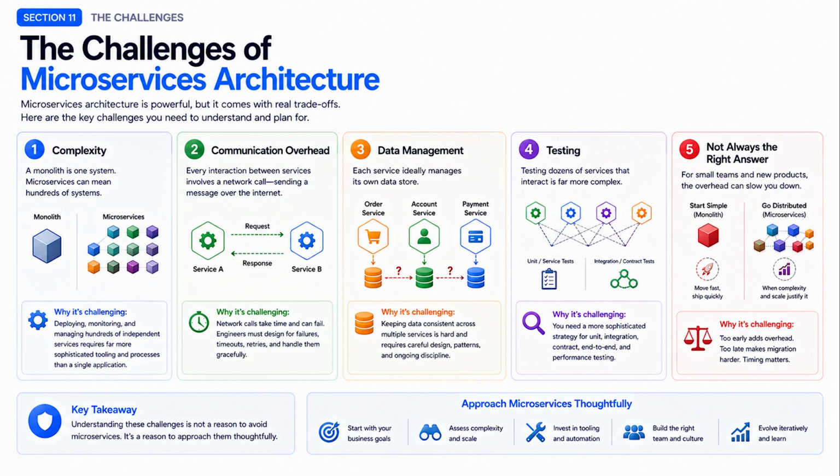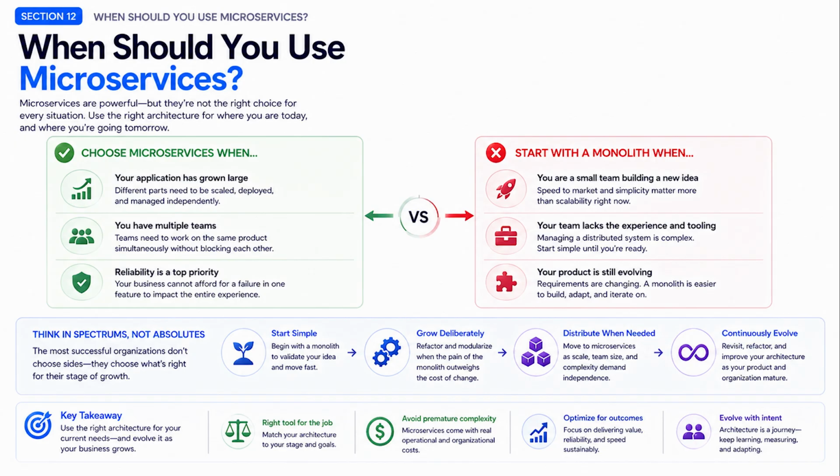So how do you decide whether microservices architecture is the right choice for a given situation? Choose microservices when your application has grown large enough that different parts of it genuinely need to be scaled, deployed, and managed independently. Choose them when you have multiple teams that need to work on the same product simultaneously without constantly blocking each other. Choose them when reliability is a top priority, when your business cannot afford for a failure in one feature to bring down the entire experience for every user.